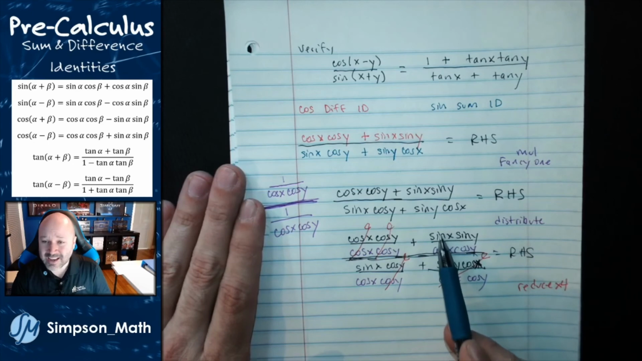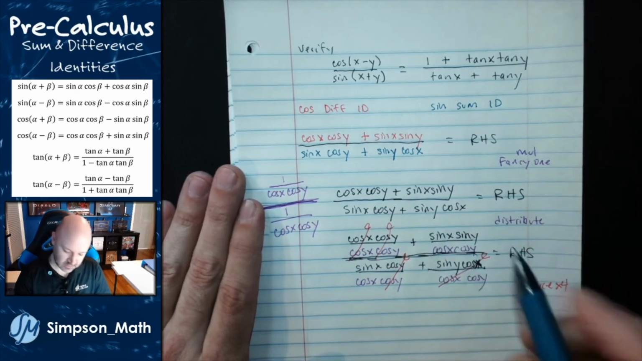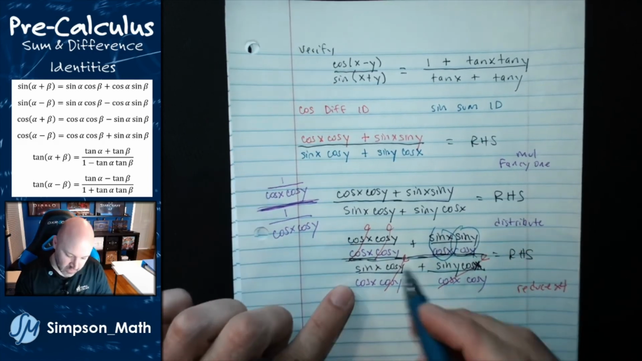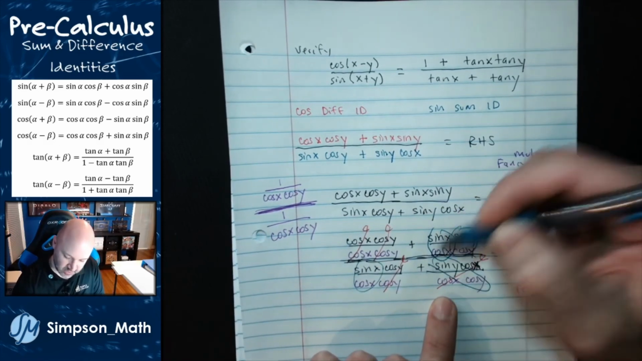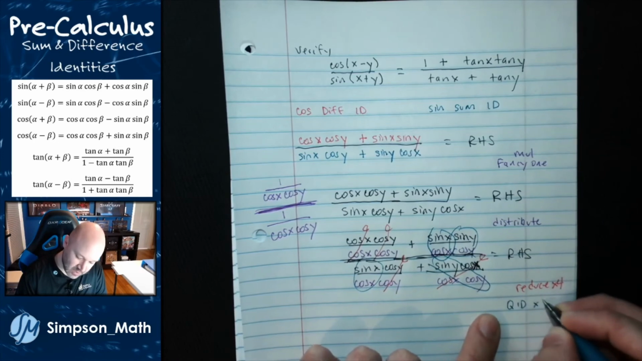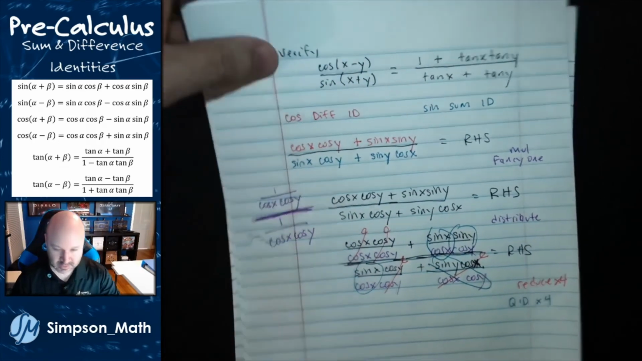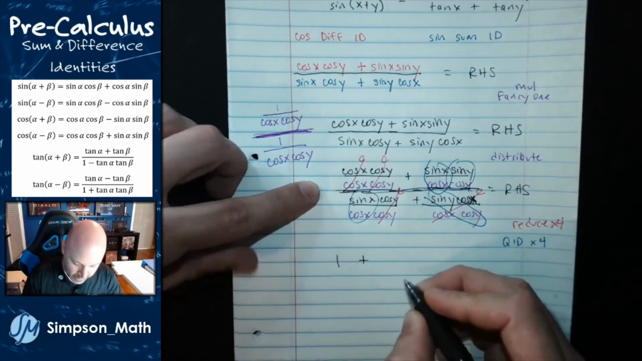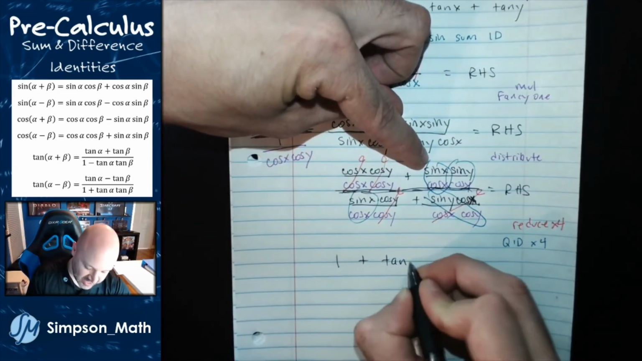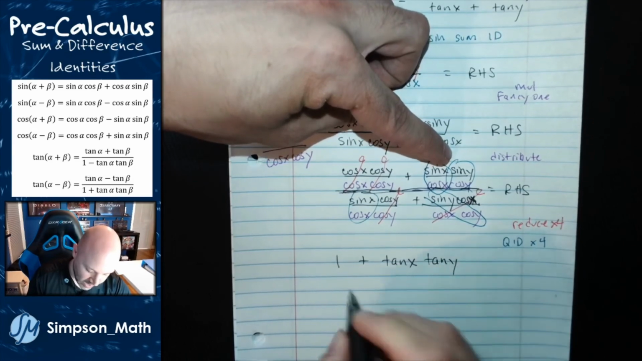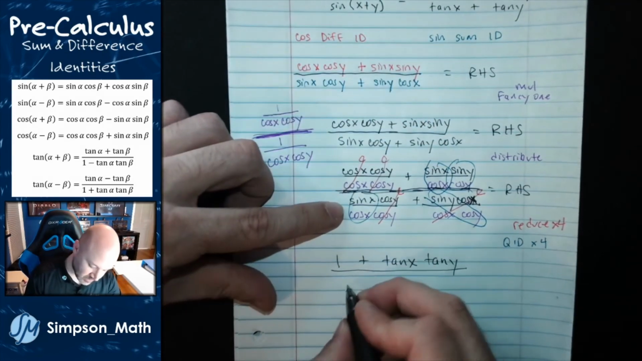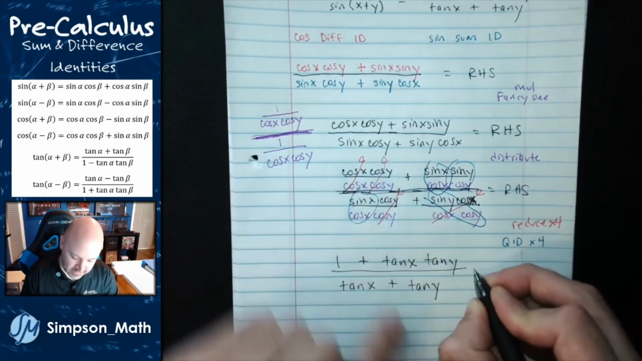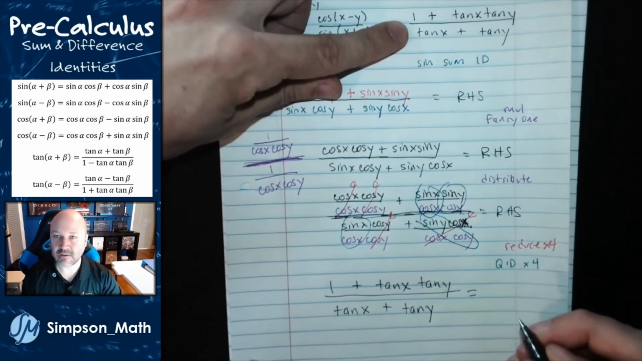And then I have sine x over cosine x. That's a tangent x. Sine y over cosine y. That's a tangent y. This is a tangent x, and this is a tangent y. So I have 4 quotient identities going on there. Okay, that was a lot going on, but I think I can handle this. All of that reduces to 1. Sine x over cosine x is tangent of x. This will be tangent of y. Those reduce, leaving me with a tangent of x plus a tangent of y. That's exactly what I have on the right-hand side of my equation.